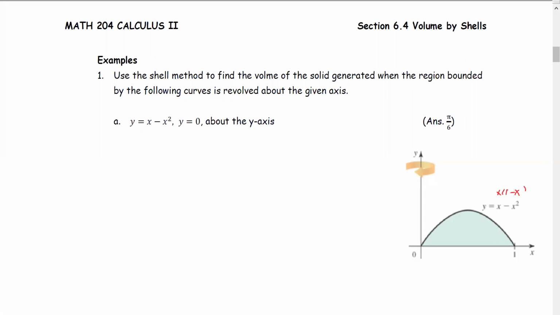To rotate about the y-axis, we form the shell or one slice parallel to the axis of revolution. And this is the position x with the thickness delta x. And the interval of integration will be x greater than or equal to 0, less than or equal to 1. When it rotates about the y-axis, it will form the cylindrical shell.